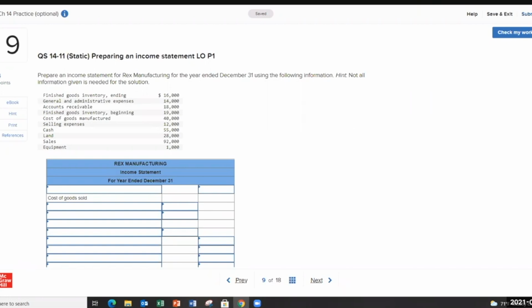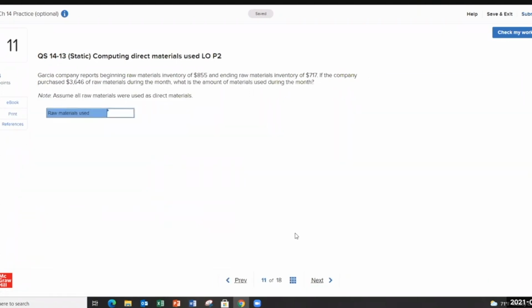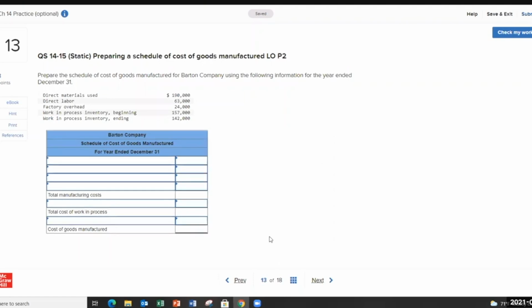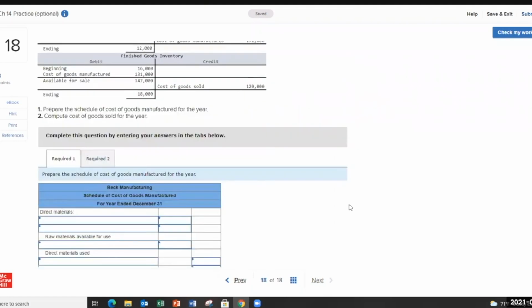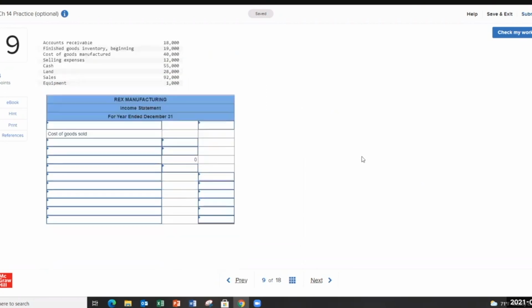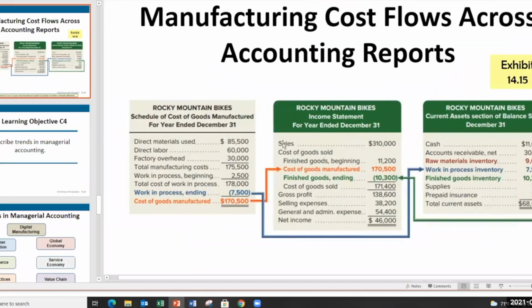I'm planning to go through QS 14-11. I'm also planning to go through QS 14-13, as well as 14-15. And finally, this big one right here, an income statement. Now, for the format of the income statement, you can refer back to the chapter. Look at the income statement.